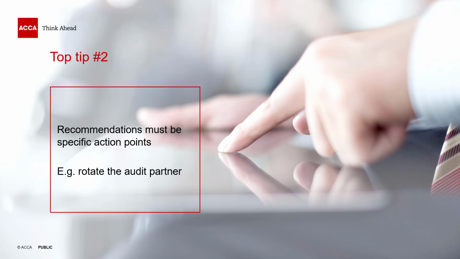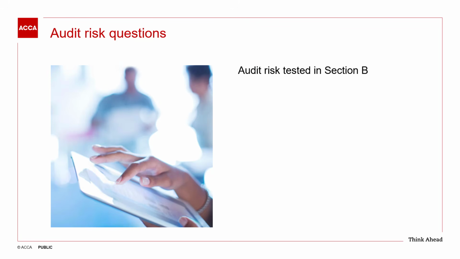On to tip 3 now, and I've saved the best till last. Many students miss out on easy marks in the audit risk question because they don't follow the correct approach. So here's that approach. Firstly, you have to state the account that is affected by the audit issue. This seems so obvious, but many students don't do it and they miss out on an easy mark.